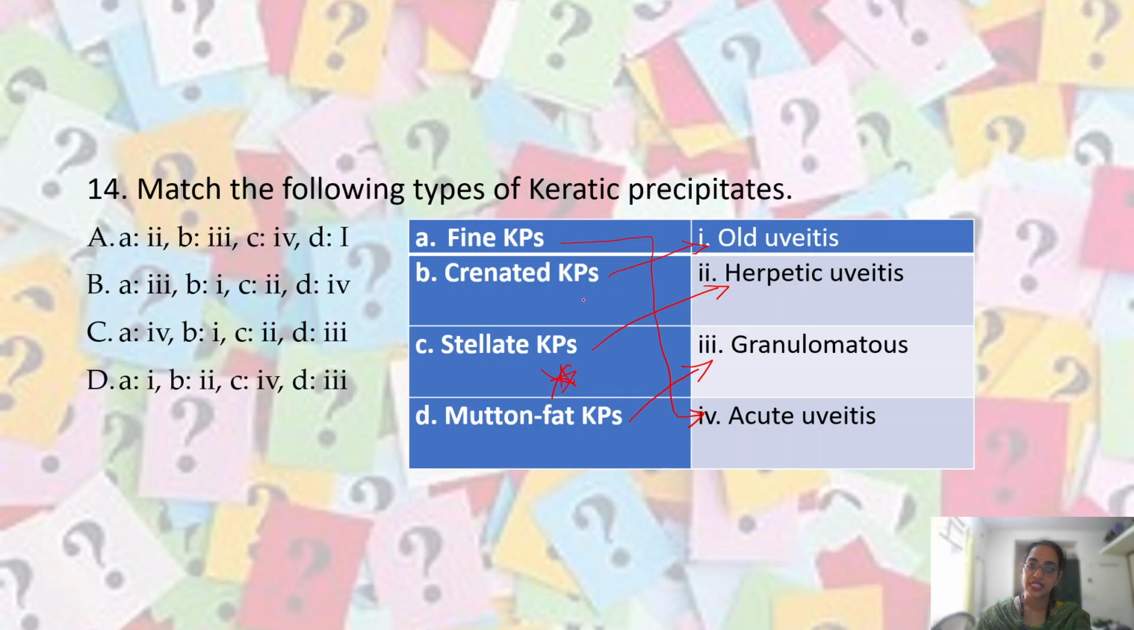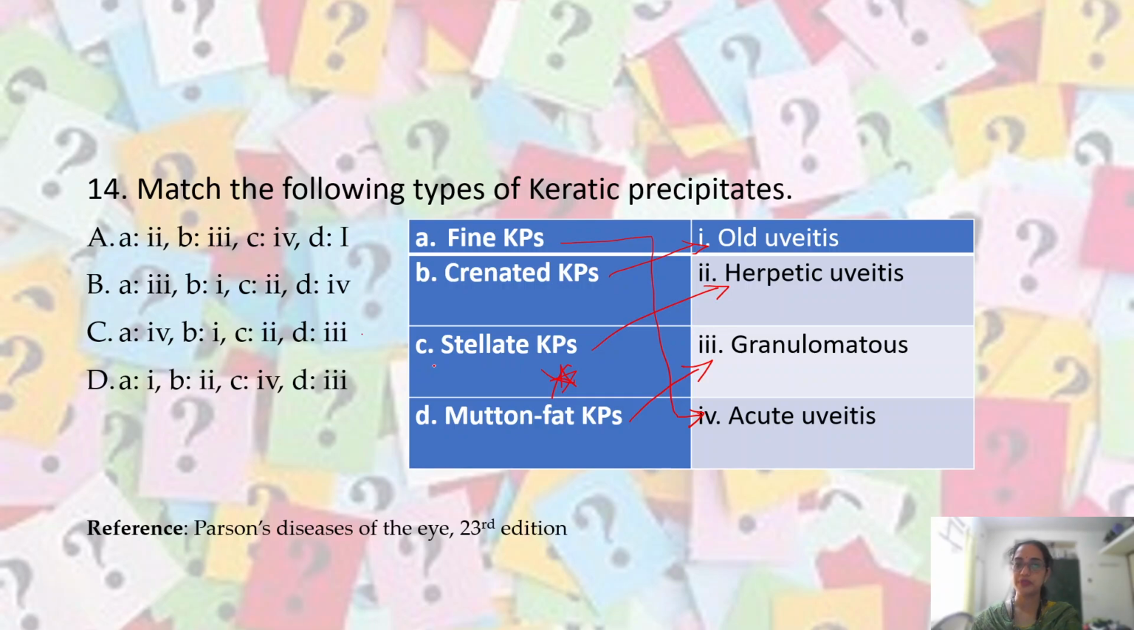So let's take our answer. A4 and B1, yes, looks like C. And C2, yes, and D3. Alright, so the right answer here is C. So these are the different types of KPs.